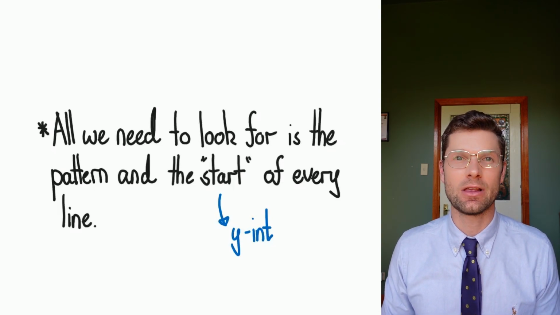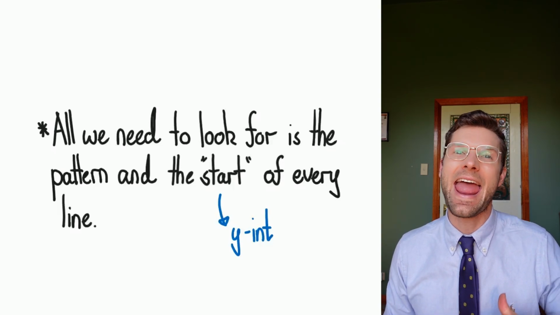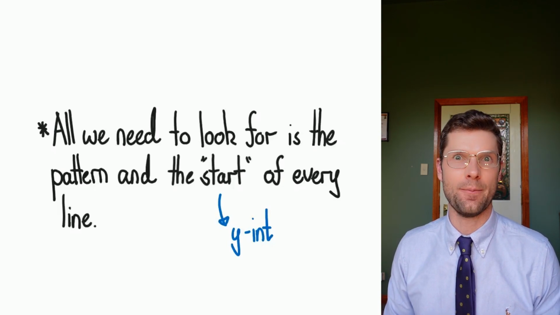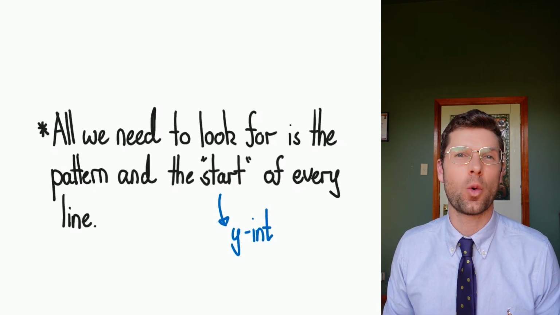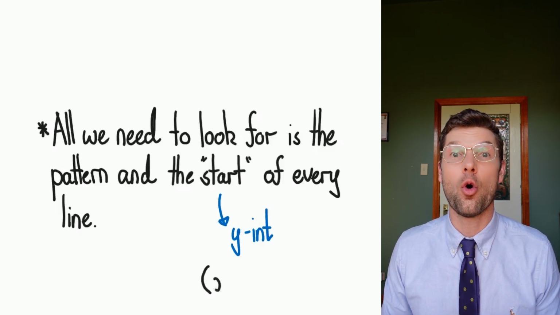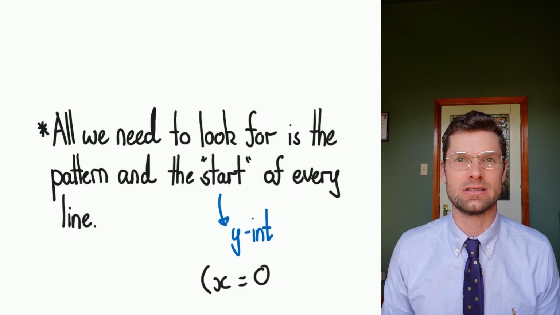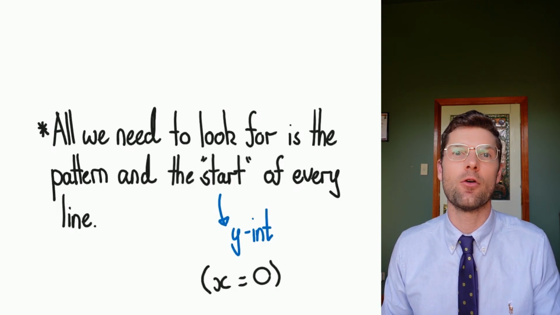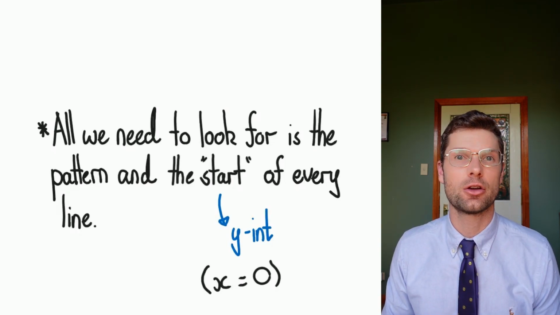All we need to do in order to get these correct is look for two things. The first thing that's really important is looking for the pattern. How does the line change over time? The other thing that's really important is what is the y-intercept, or the starting value. This start always occurs when x is equal to 0. So all we're really looking for is where does our line cross the vertical axis.